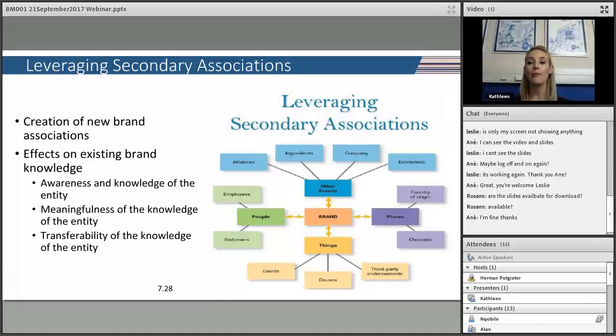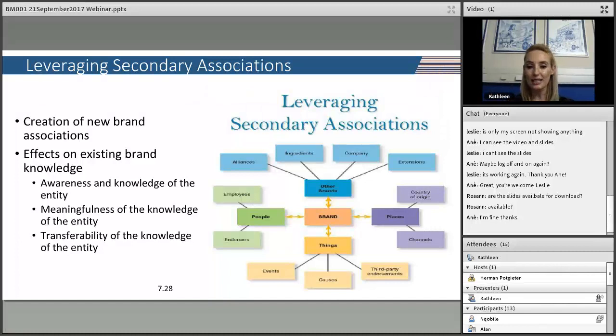It can also add meaningfulness, add a deeper level of meaning to what our customers already know about our brand. And it can also add transferability, meaning that we transfer already established knowledge and perception from the other party to our brand, meaning that instead of having to build it up ourselves, we're able to kind of steal it from somebody else and attach it to our own brand.